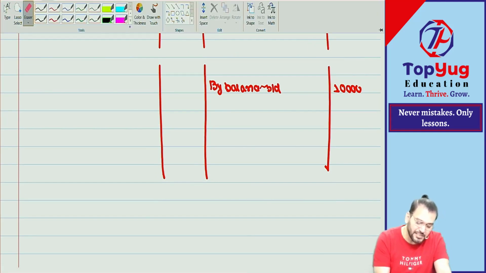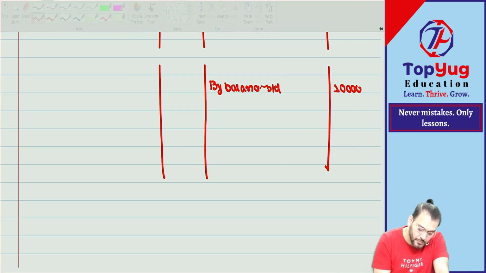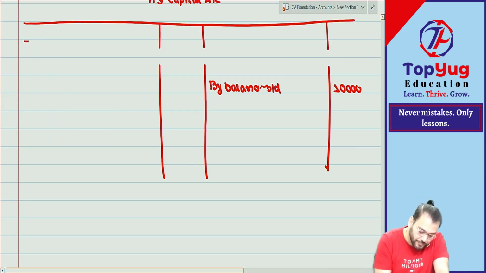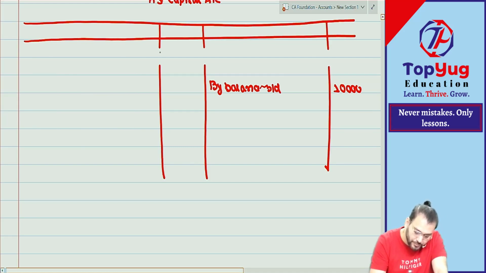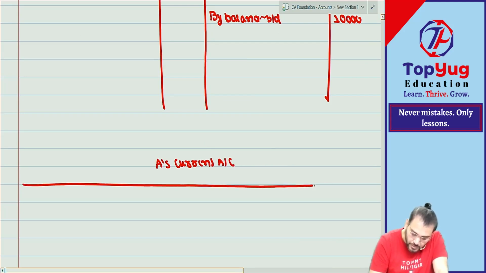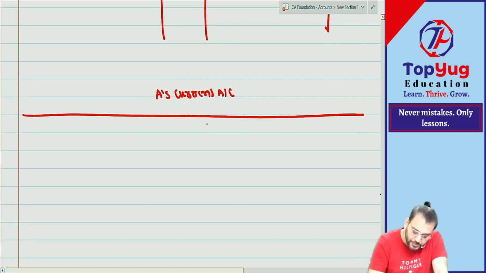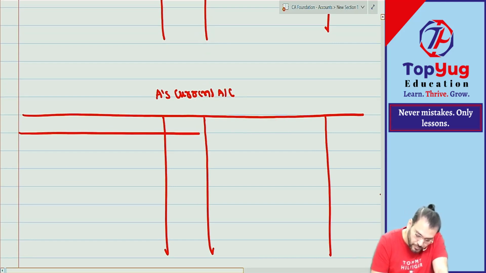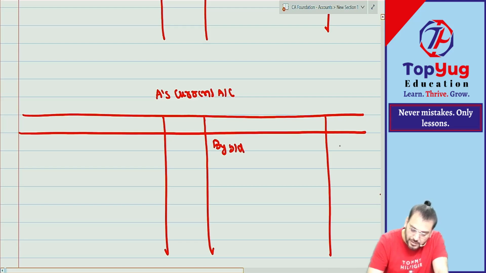And we'll also prepare A's current account. What balance has been given? How much? Credit balance, 450.